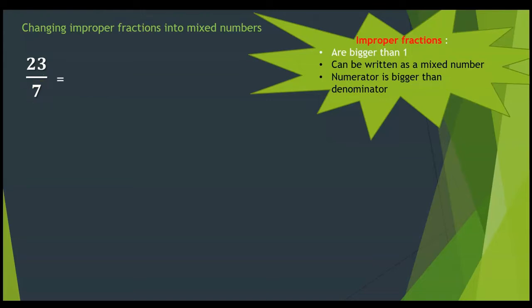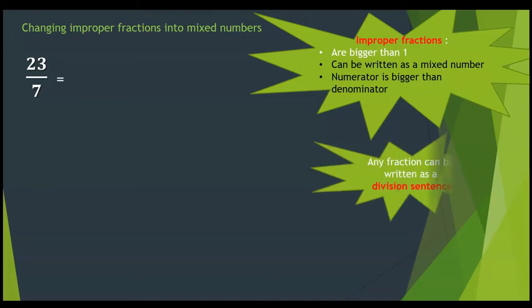So in order to write this improper fraction as a mixed number, we said we can write any fraction as a division sentence. So I will write the division sentence of this fraction, which is 23 divided by 7. Then I will find the answer.